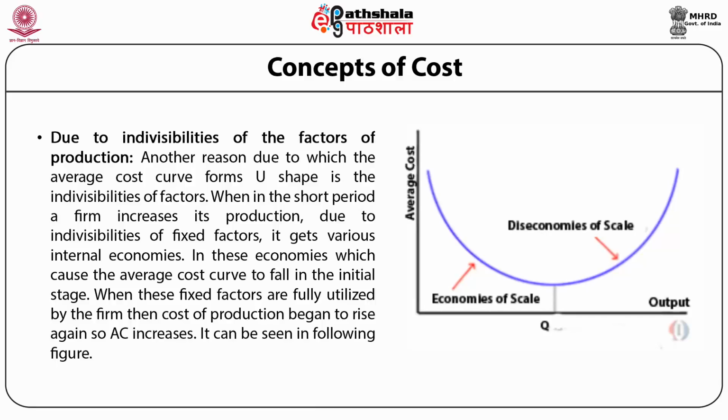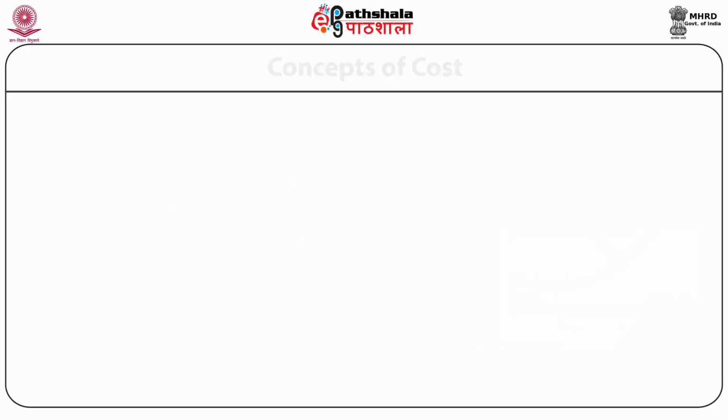When it goes down, the firm is enjoying economies of scale, and after reaching a certain point, average cost goes on increasing. It means there are some diseconomies of scale.